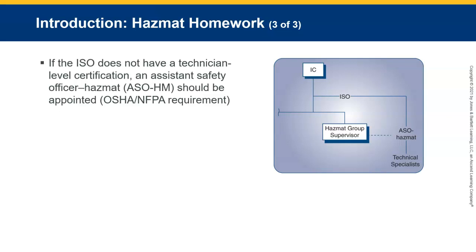So according to OSHA and NFPA, if you do not have the level of training that is required for the intervention of the incident, you will need to appoint an ASO who does, and they can work directly under you as the IC.